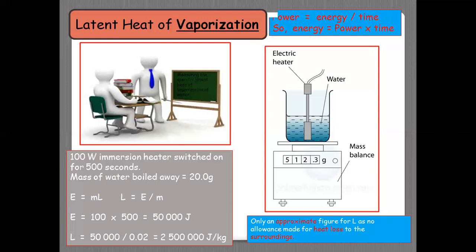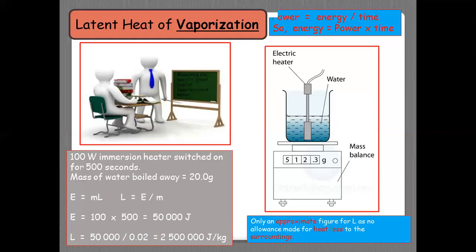And for this point, we have a lot of questions about how to improve, so as not to lose any heat to the surroundings, by using insulating material. So this is about the experiments that are required for latent heat of vaporization and latent heat of fusion.